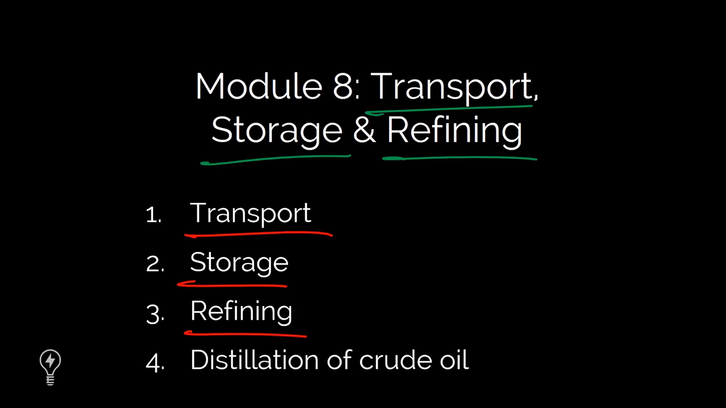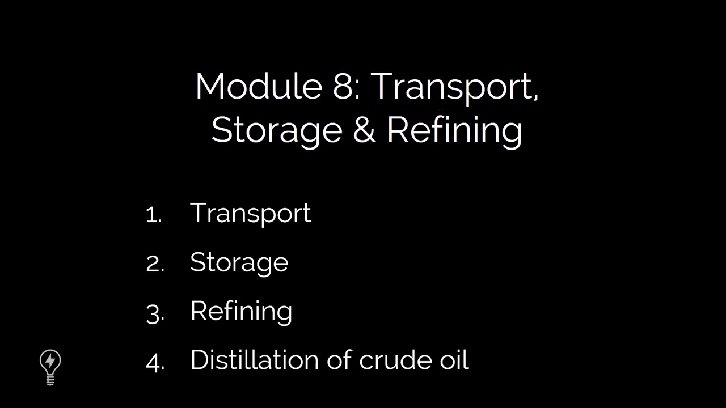Next, we'll look at refining. We'll look at how crude oil is processed into fuels and other useful products, and we'll look at how refineries can be classified into sweet and sour refineries. And then we'll look at the distillation of crude oil. This is where fluids are separated into various components based on the difference in their boiling points.